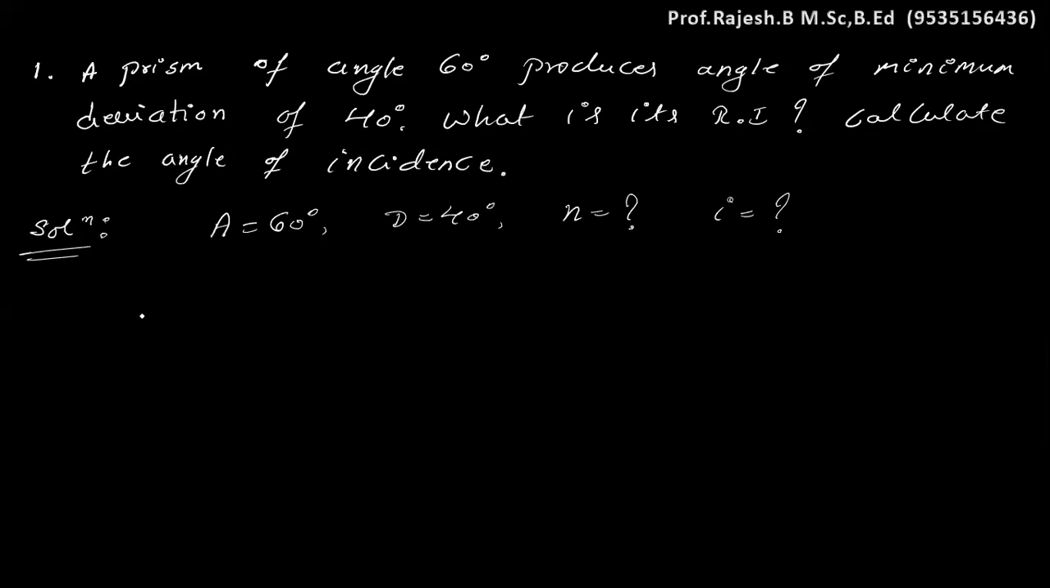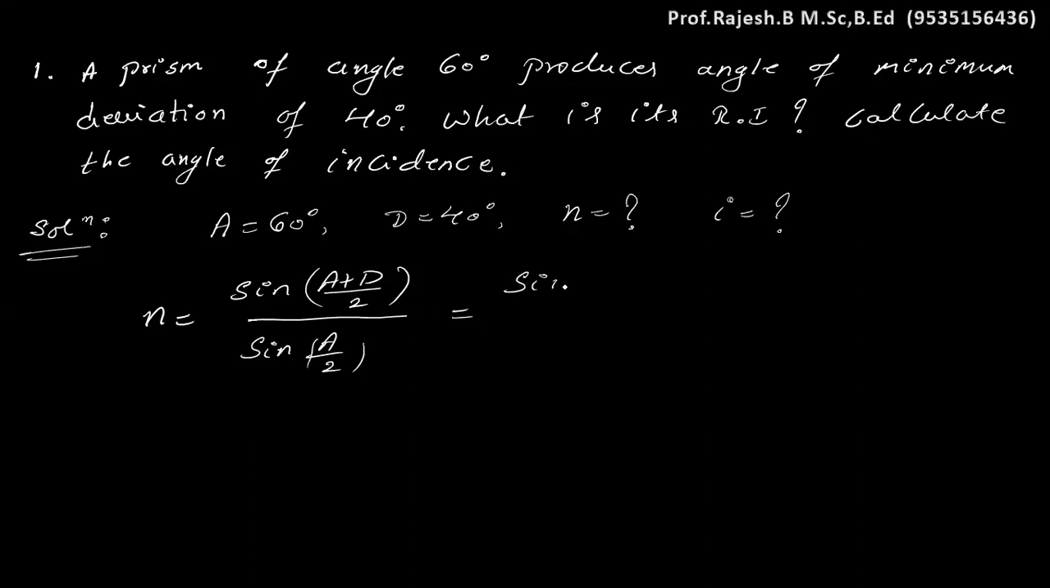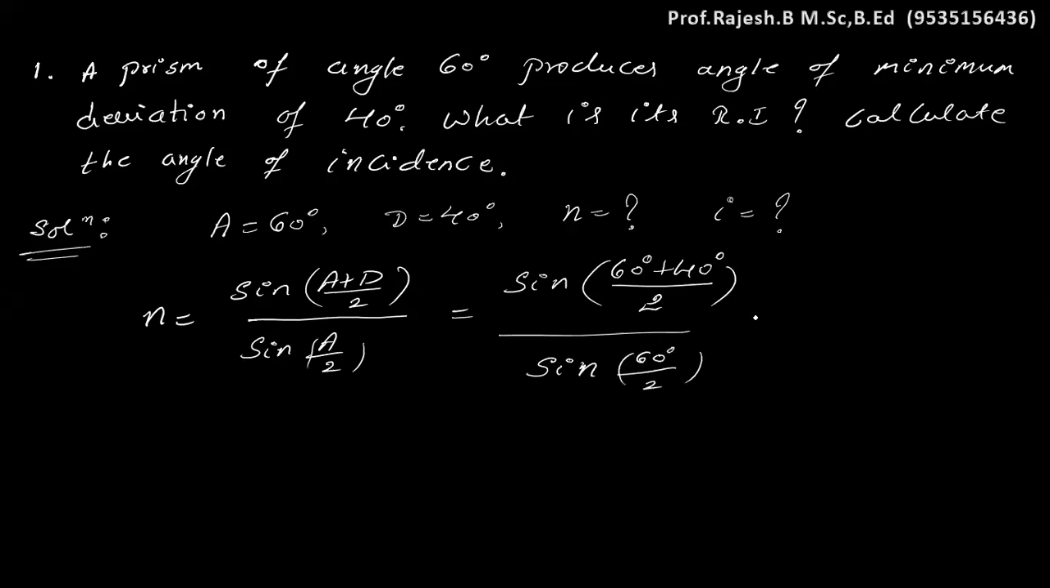So we know that n is equal to sine of (A plus D) by 2 whole divided by sine A by 2. Substitute the value. Sine of (A plus D) by 2 divided by sine A by 2. So here it comes 100 divided by 2, that is sine 50 degree whole divided by sine 30 degree.